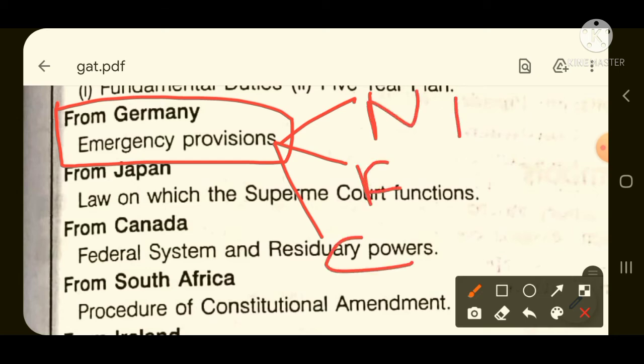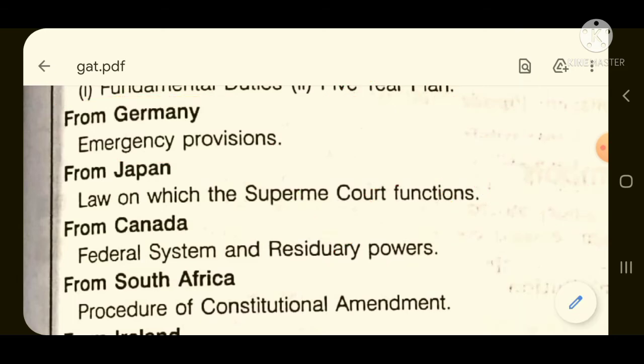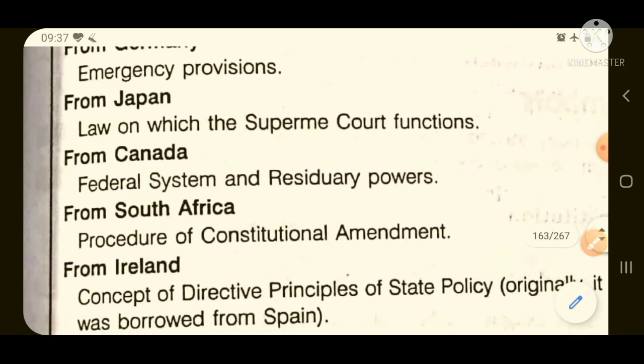National is 352. Article 352 talks about national emergency. Financial emergency is 356, and constitutional emergency is article 360. So all of you have got a clear-cut idea of the features which we have borrowed from Germany.